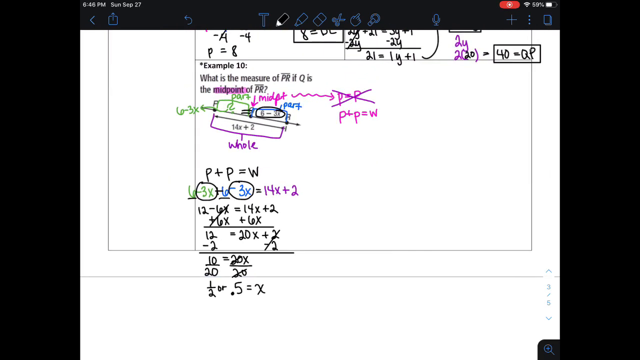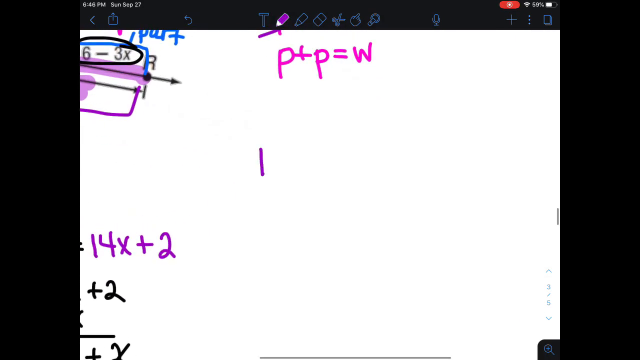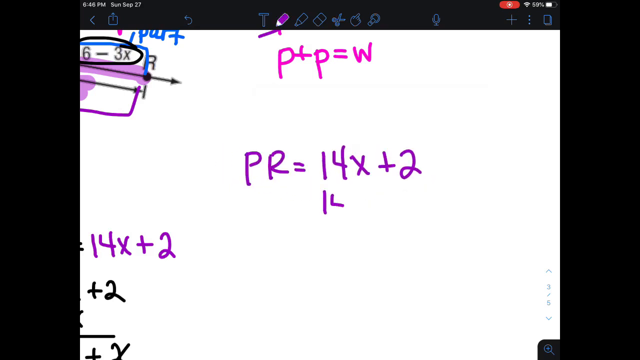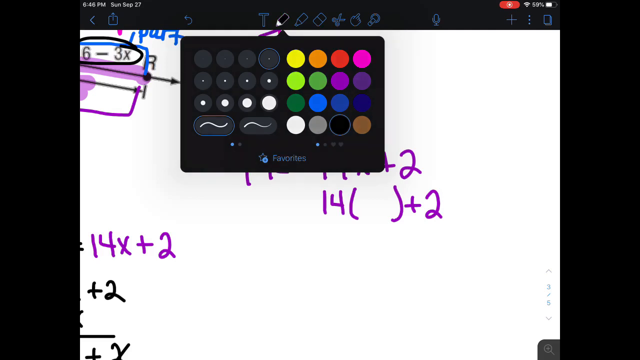All right, so now we have found x. We are not done because the problem said what is the measure of PR, and I did PR in purple. So let me highlight that, which I did not do before. What is the measure of PR? That's what I need to do right now. So PR again, which is the whole thing, is 14x plus 2. So that is PR. So now I need to plug in 0.5, let me use a different color, for x.